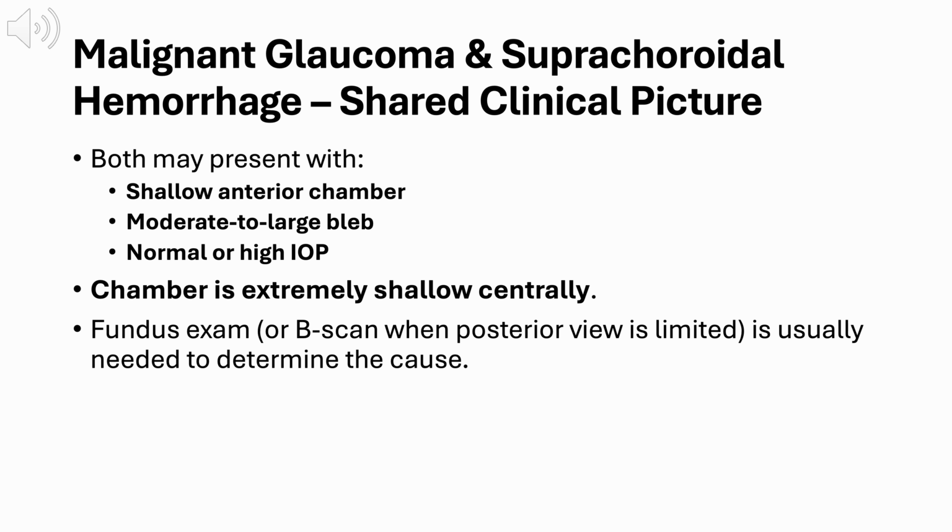Because the anterior segment findings overlap so much, the real discriminator is the posterior segment. A fundus exam, or a B-scan if the view is limited, is usually required to tell whether you're dealing with choroidal expansion or hemorrhage or malignant forward rotation of the lens iris diaphragm.